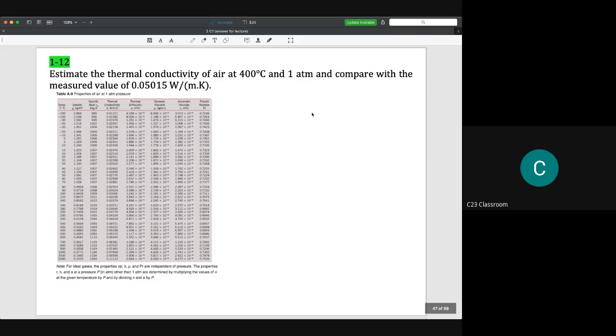So this is question 1.12. The idea is to estimate the thermal conductivity of air at 400 degrees Celsius and 1 atm, and compare with the measured value of 0.05015 watt per meter Kelvin. This table is the property of air at 1 atmospheric pressure. You may have this from any fluid mechanics textbook.